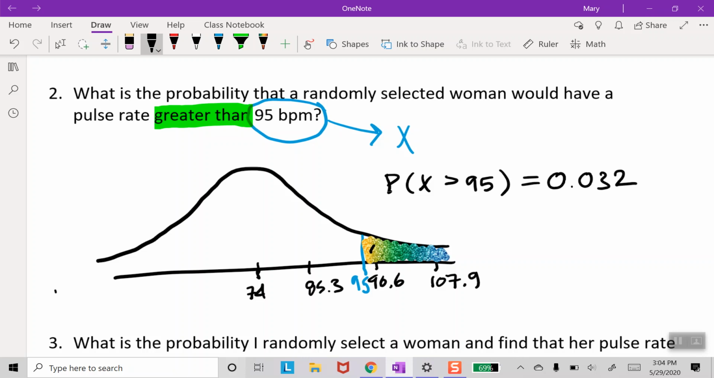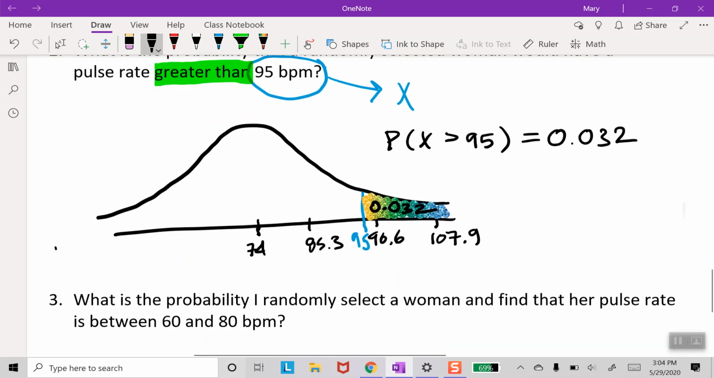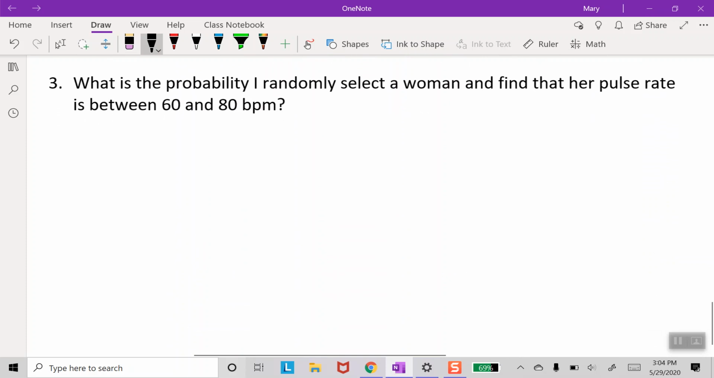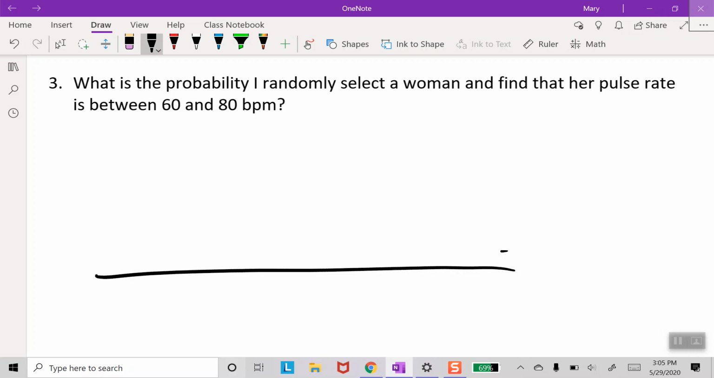That is the region, if I can fit it in there, that's how much of the curve is being shaded there. In this far right tail of the curve, we call those the tails on the edges. And that's the probability. Lastly, slightly different situation. I wanted you to see all of these. What is the probability I randomly select a woman and find that her pulse rate is between 60 and 80 beats per minute? One last curve.